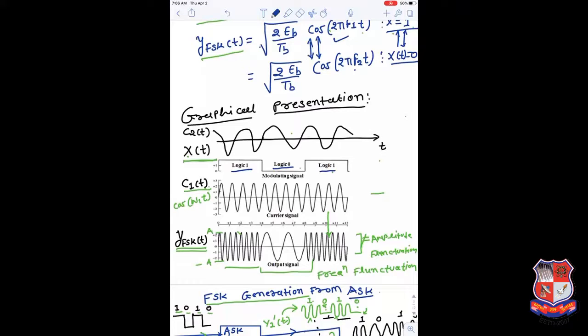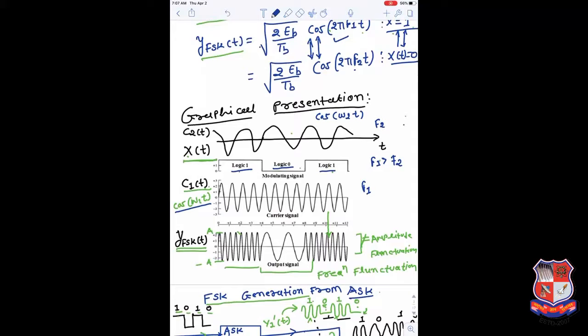And 2 carrier signals have been chosen. The carrier signal C1 of t can be chosen with the frequency f1, and carrier signal C2 of t can be chosen with the frequency f2. And here we assume the frequency f1 is larger than the frequency f2. So this is simply defined as a cos omega 1t carrier signal, and this one can be simply defined as cos omega 2t carrier signal.